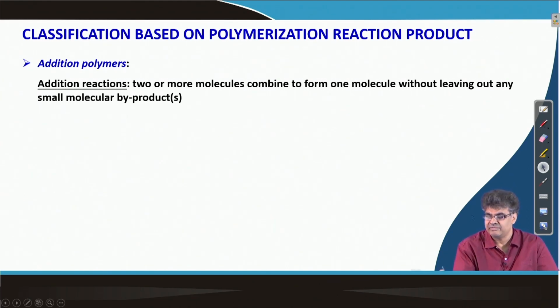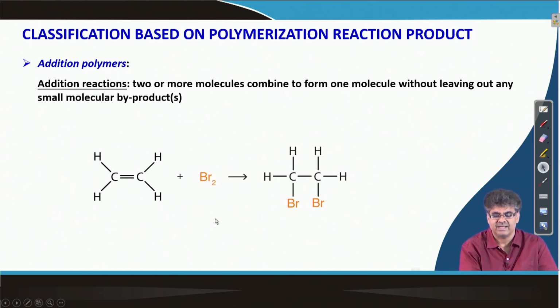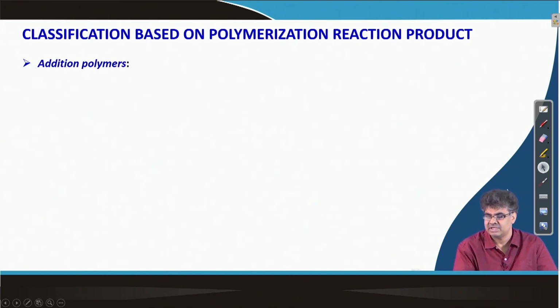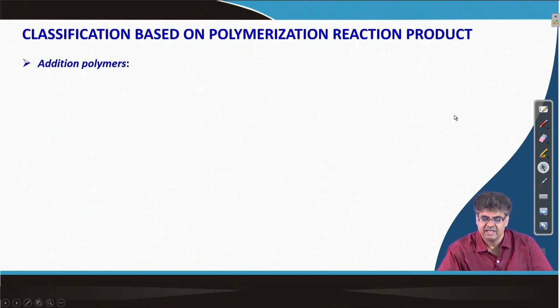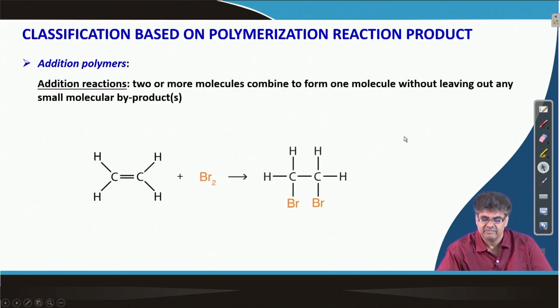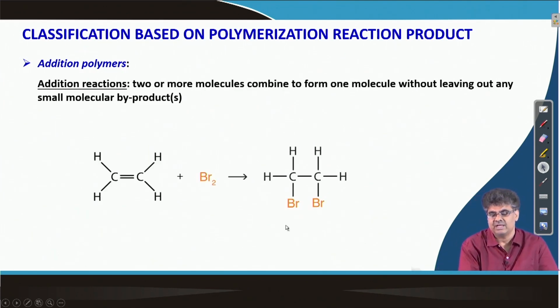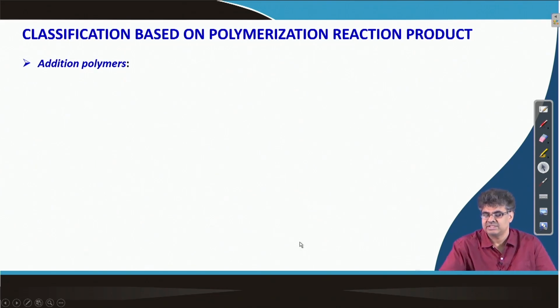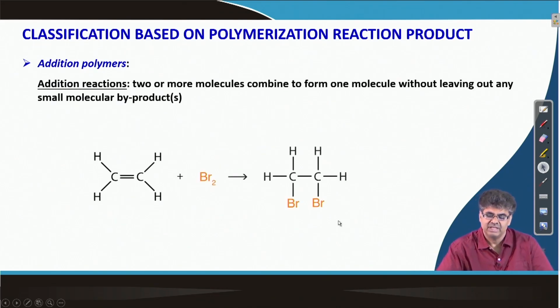For example, if we consider this reaction, this is a simple example of an addition reaction where two molecules in this case are reacting and forming a product without any small molecular byproduct.